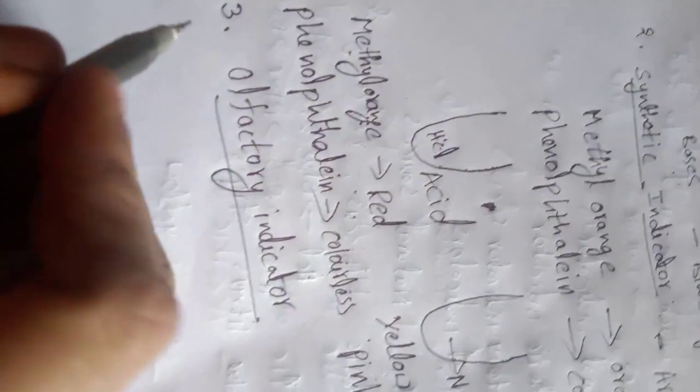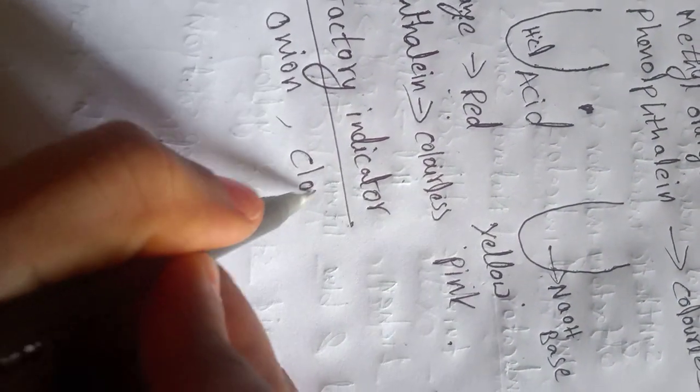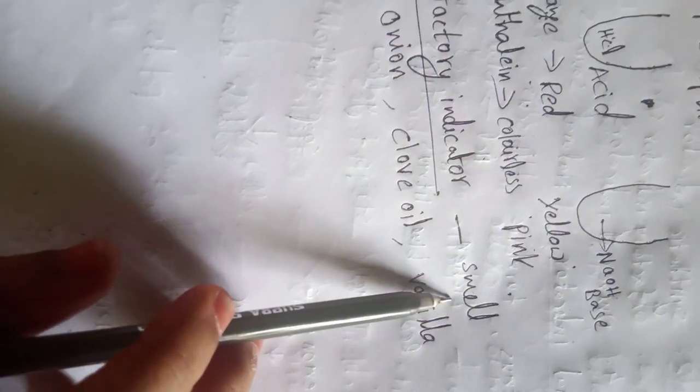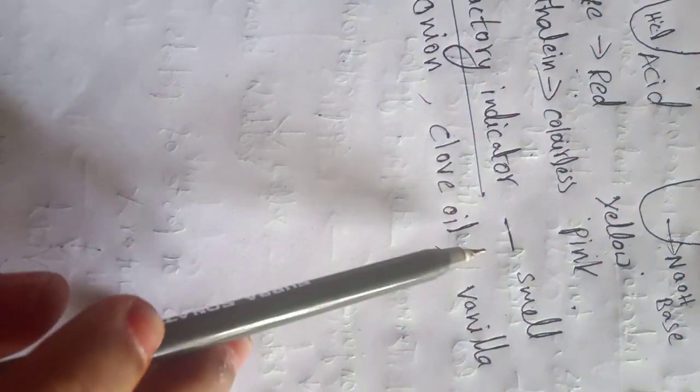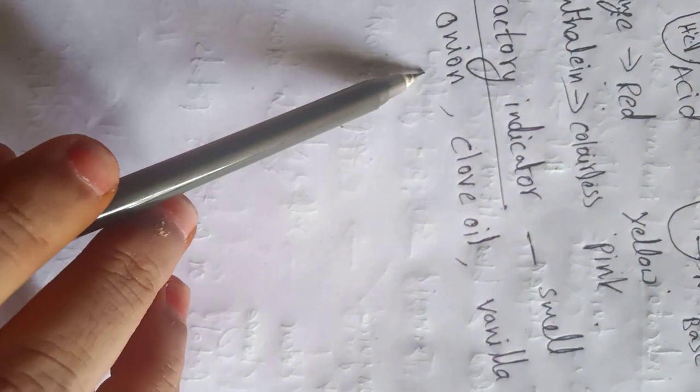For example, onion, clove oil, and vanilla. Clove means lavanga. These indicators will change their smell when mixed with acids or bases. Example: onion, clove oil and vanilla.